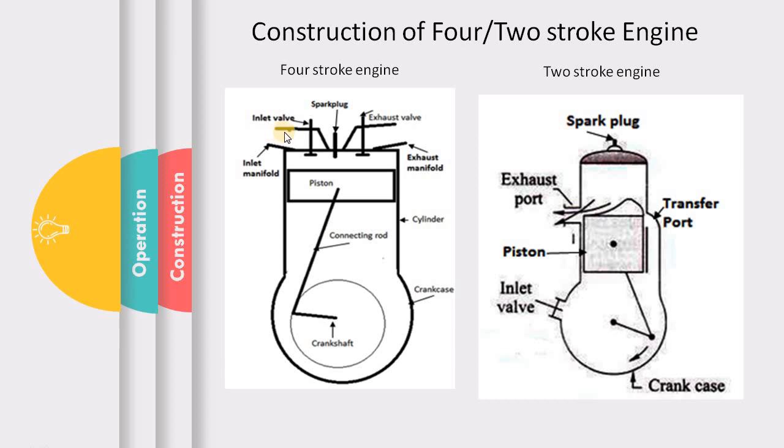So in a four-stroke engine, the suction happens through the inlet manifold and across the inlet valve, and exhaust happens across the exhaust valve and through the exhaust manifold. While here the suction happens through the transfer port and exhaust happens through the exhaust port. While we have a different inlet valve for the inlet to happen. So inlet happens across the inlet valve into the crankcase. So that is the constructional difference between a four-stroke and a two-stroke engine.